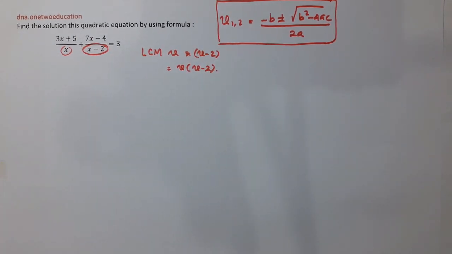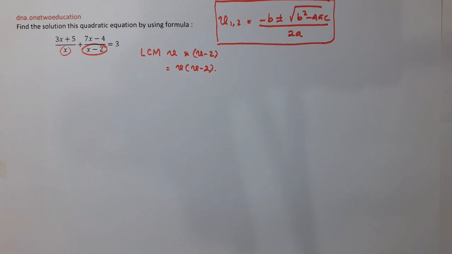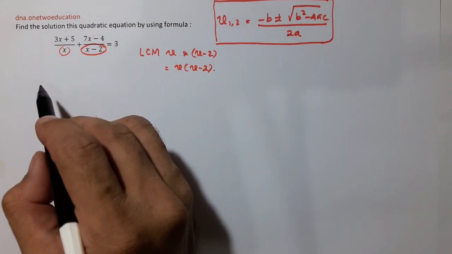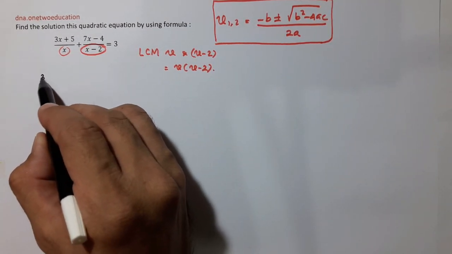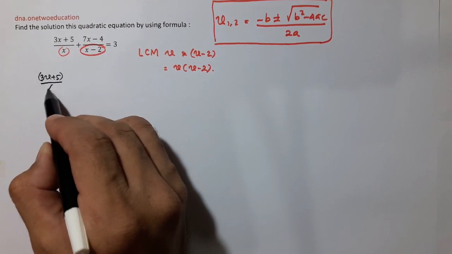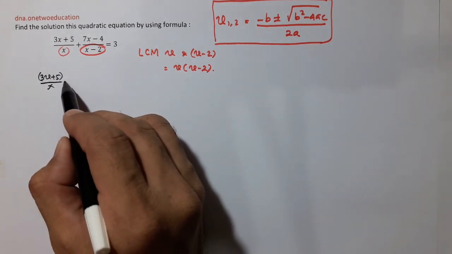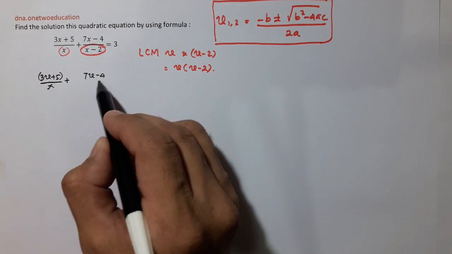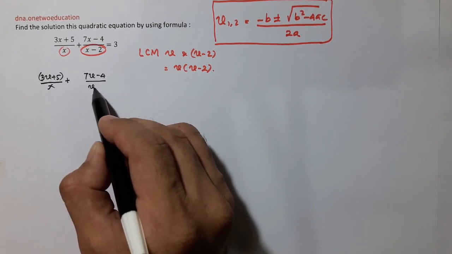Every single item must be multiplied by the LCM. Don't forget to put brackets for every single item here. So you're going to rewrite (3x plus 5) over x plus (7x minus 4) over (x minus 2).